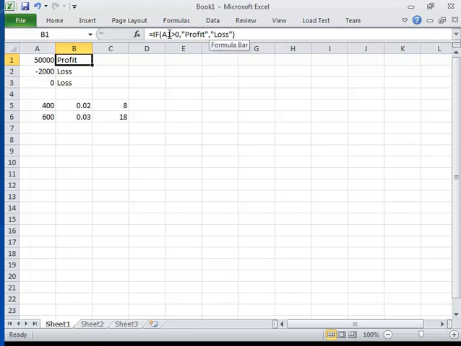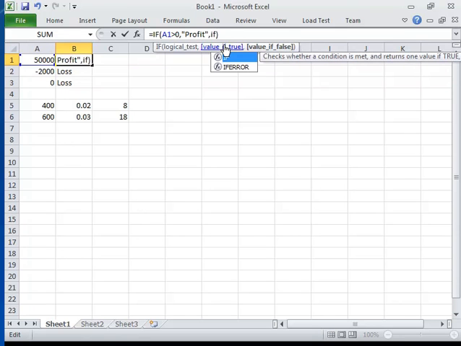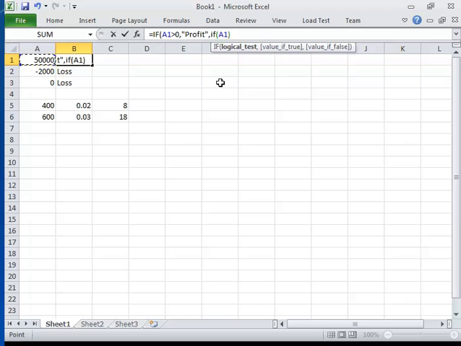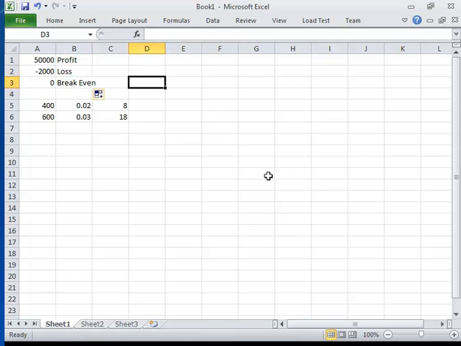So I have my regular if statement with my condition, what I want it to do if it's true. Now if it's false, what I'm going to want it to do is to test again. So I put in another if statement. So if it's greater than 0, then it's a profit. If instead it is less than 0, then it's a loss. Otherwise, it's break even. So now I have an equation that can handle all of these situations.